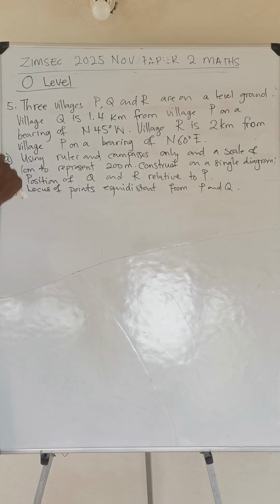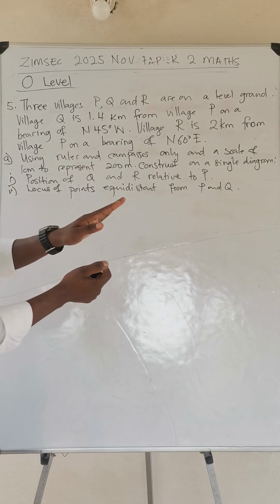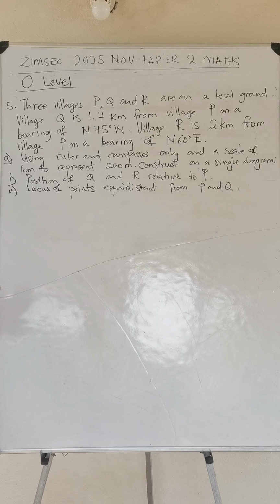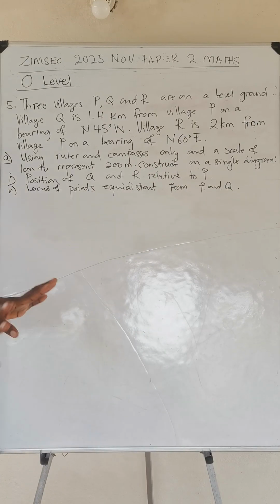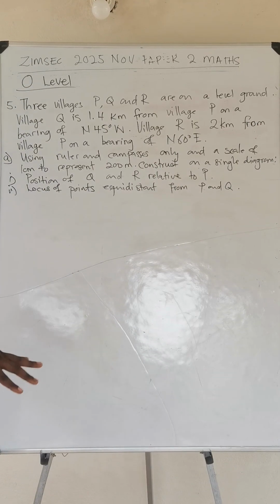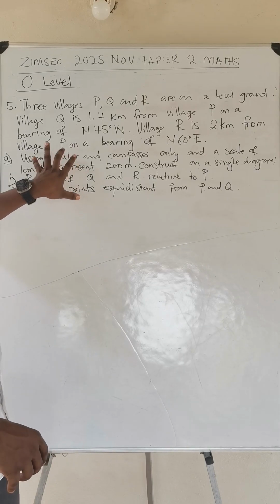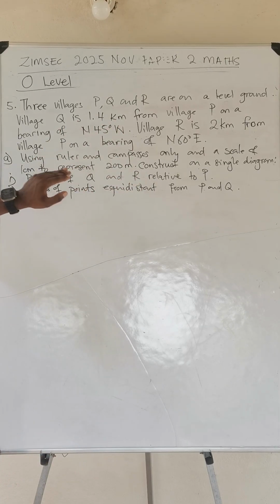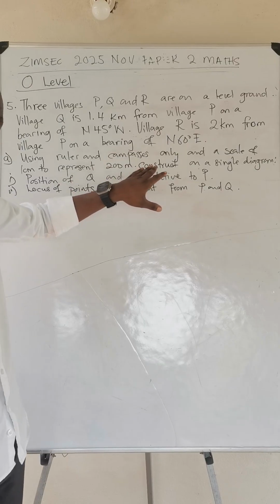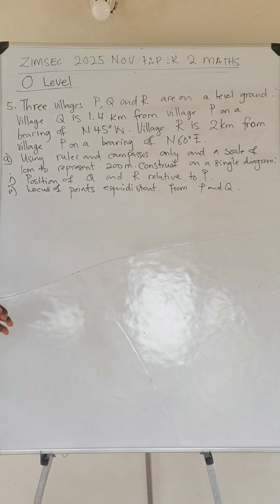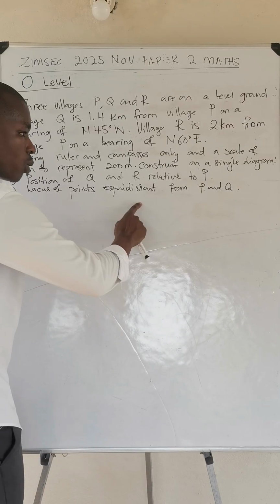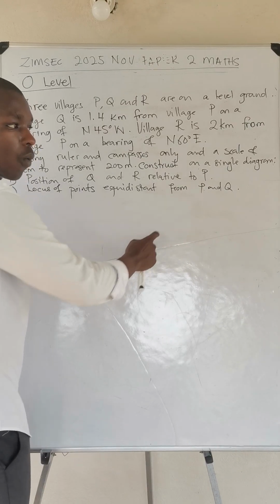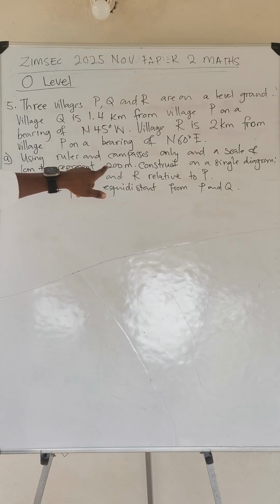It is in the northern side but 60 degrees in the eastern side. Okay, so it's very clear. Using a ruler and compasses only, so there is no other equipment you are supposed to be using. You have to construct all the needed diagrams using ruler and compasses. So for you to get good marks, they should see the construction arcs on your diagram. Okay, so let's move.